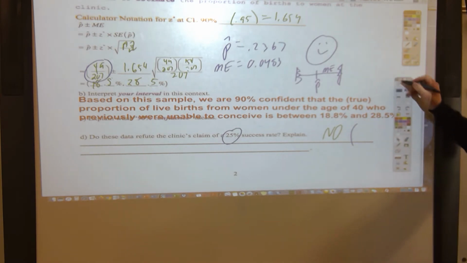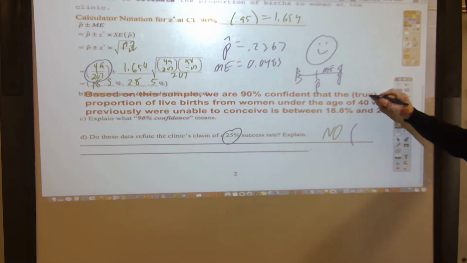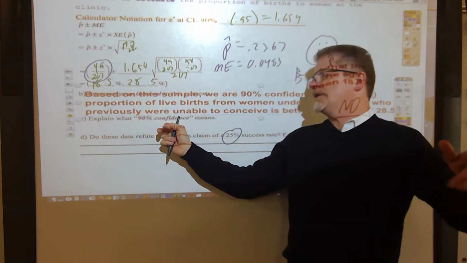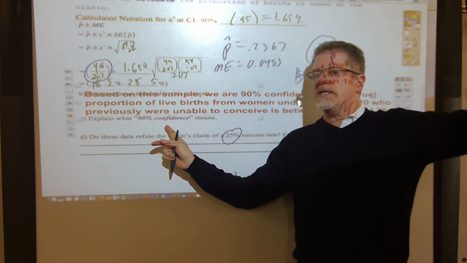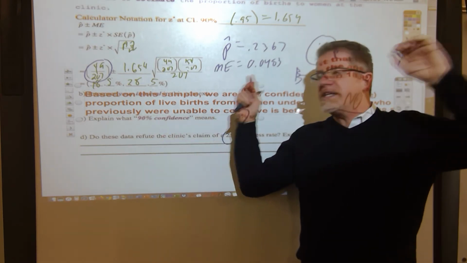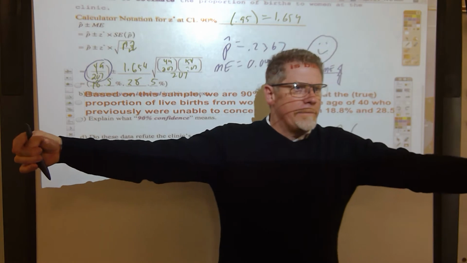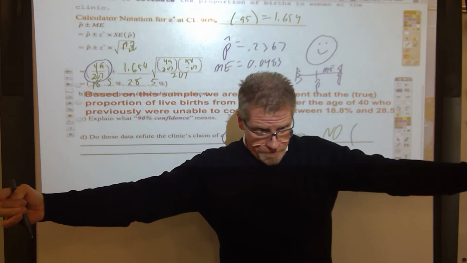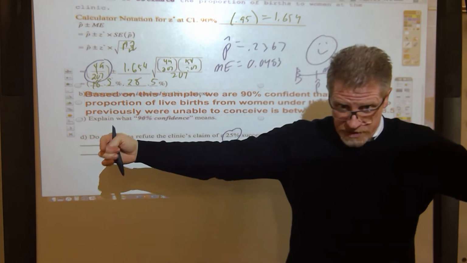Now, can someone say out loud what you came up with for part C, explaining just in general what 90% confidence, actually in particular, in the context of this clinic, what does 90% confidence mean? Who'd like to give the IRS script a go? Take a volunteer.